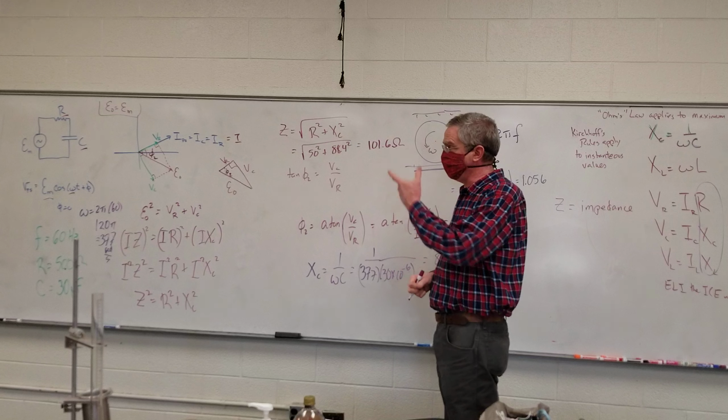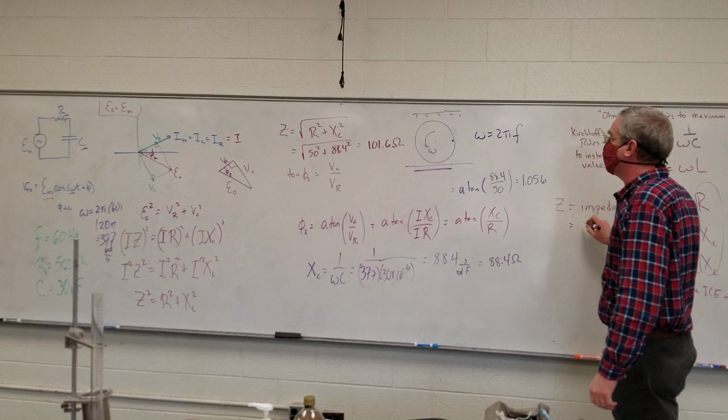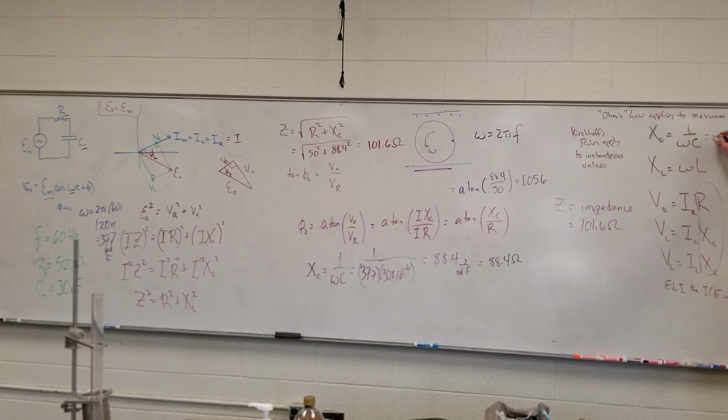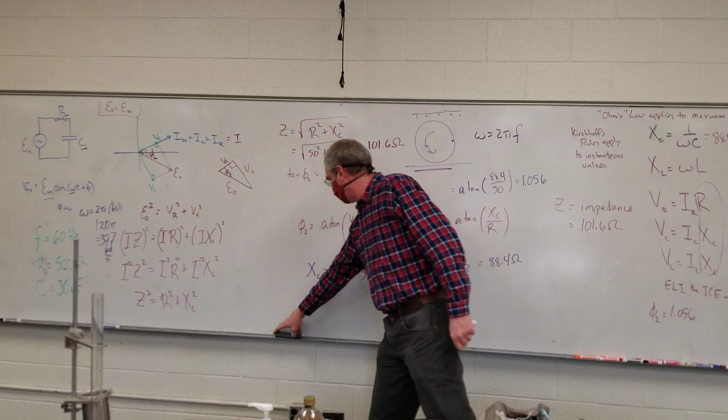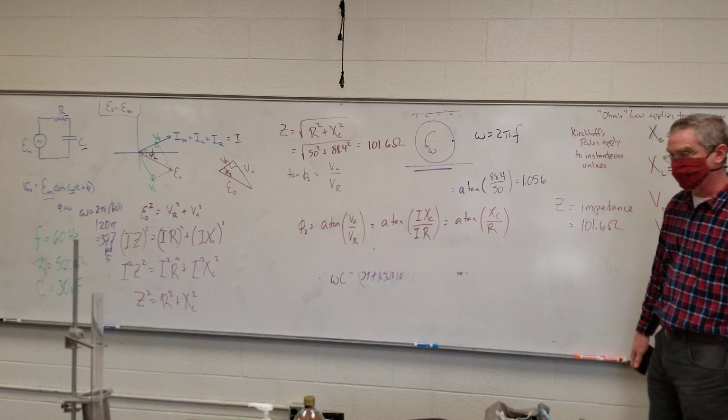There was one other piece of information I do need to give you. But let's write down what we do know. So impedance for this problem is 101.6 ohms. Capacitive reactance is 88.4 ohms. Resistance, well, it's still part of the problem over there. And we have that phi sub 2 is equal to 1.056. And so now let's get some space. Any questions before I continue erasing?